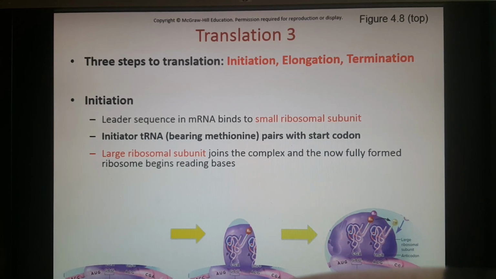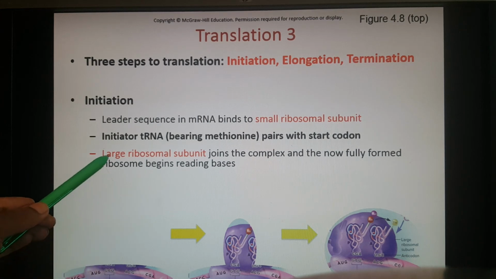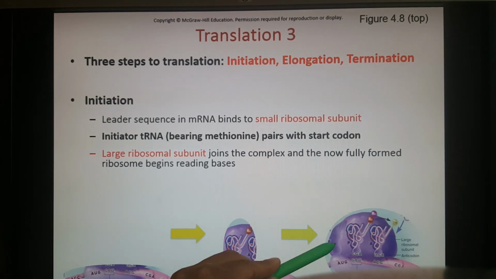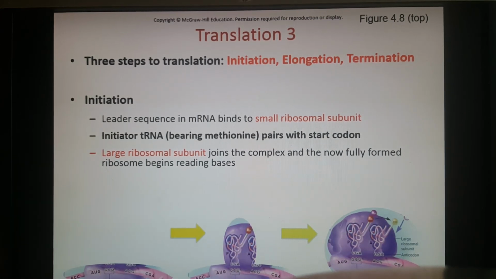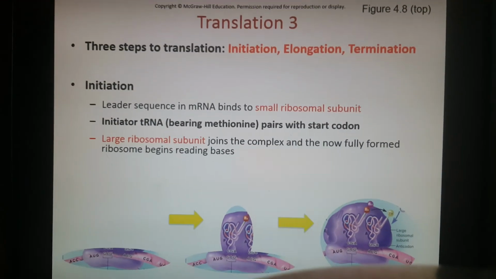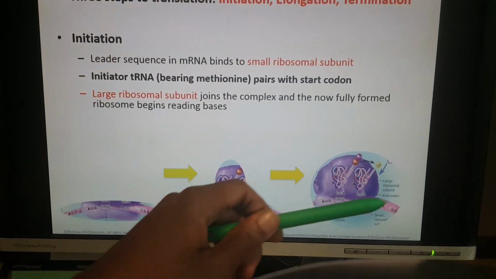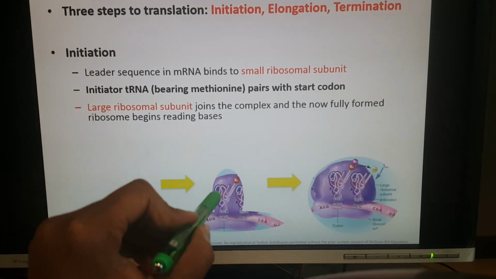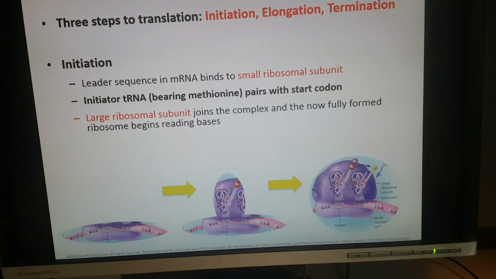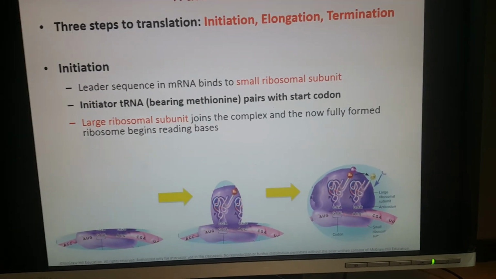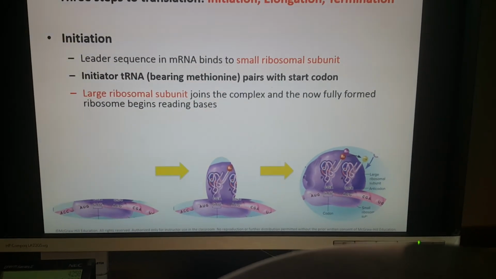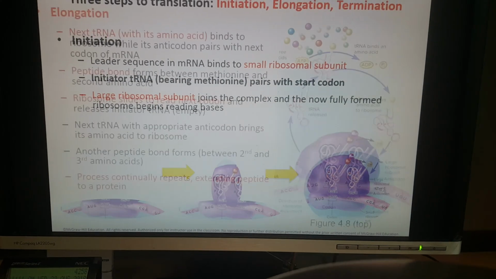So we have our leader sequence. The small ribosomal subunit will bind to the mRNA there, and then it'll keep pulling it through until it gets to the start codon. The large subunit, the top portion of that rRNA, will bind to the mRNA in pink, and then you start reading those codon bases and pulling that mRNA through to continue adding more amino acids until you reach the stop codon.